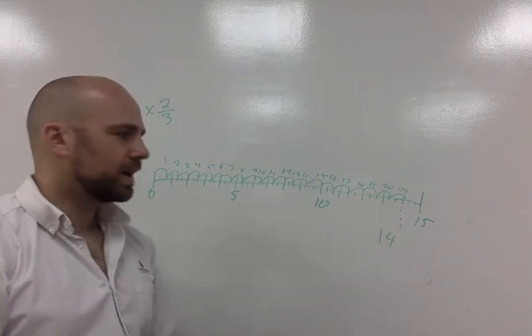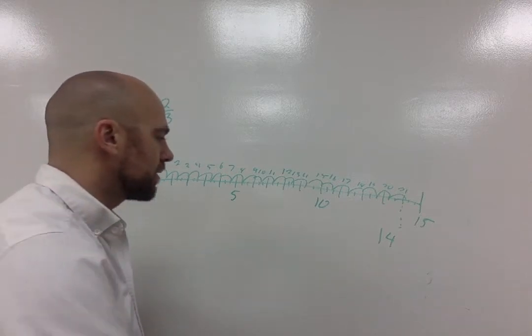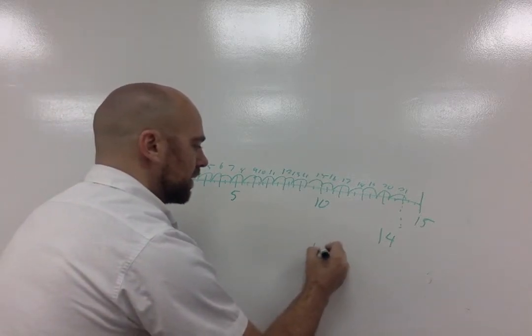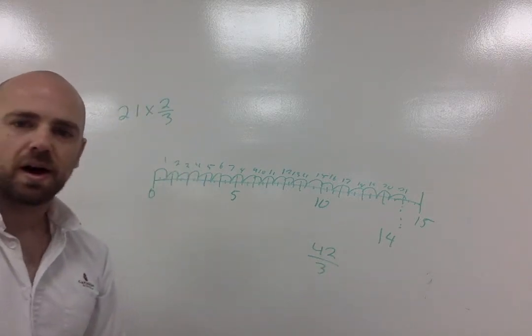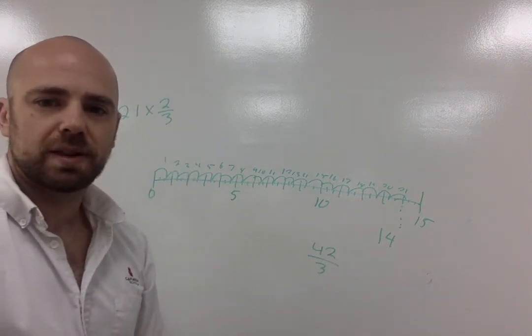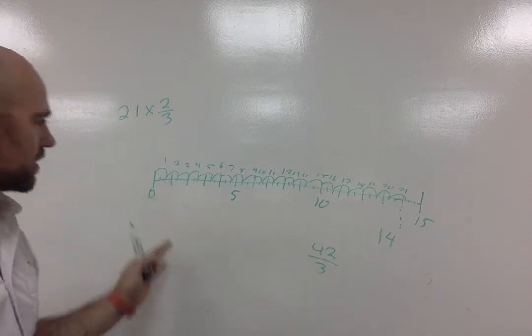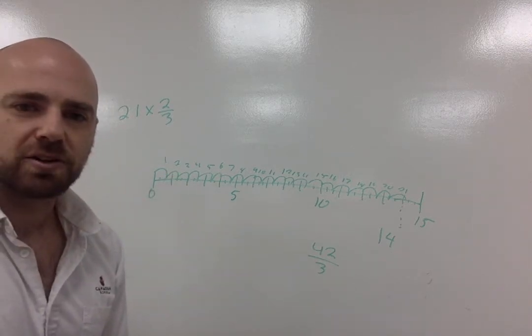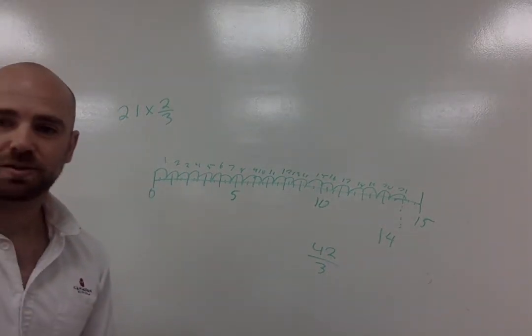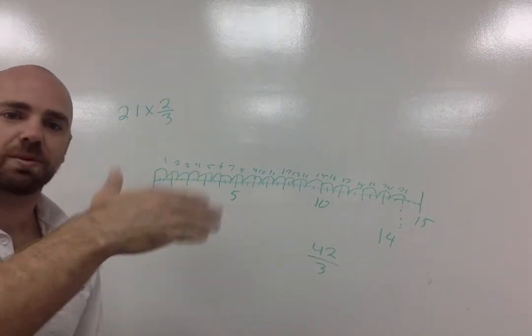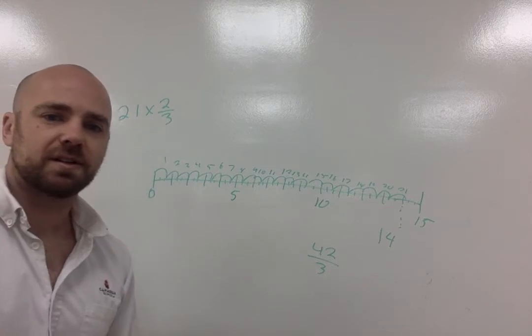Okay? Or what can I say? 14 times 3 is going to give me 42/3. Okay. So it ends up working out that way as well. So I'm actually jumping that fraction. I'm jumping 2/3. Okay, so each whole is broken up into 3 sections, and I'm jumping 2 of those sections every single time.